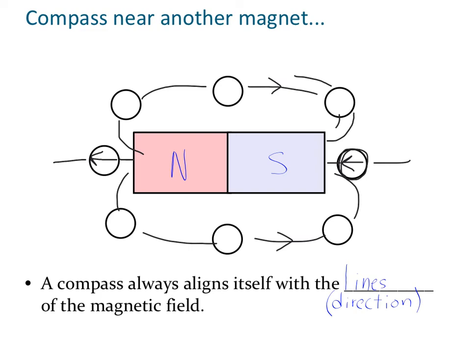So on top, your compass is following the lines going towards the South Pole. Under, same thing, following the lines going towards the South Pole. On the right side, always following the lines, same thing on top. And on the left side, always leaving the North Pole, going towards the South Pole. So the compass around the bar magnet does not necessarily point directly towards the South Pole, but it follows the lines of the magnetic field traveling towards that South Pole.